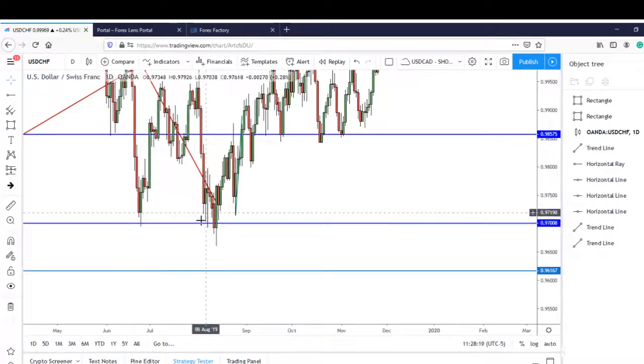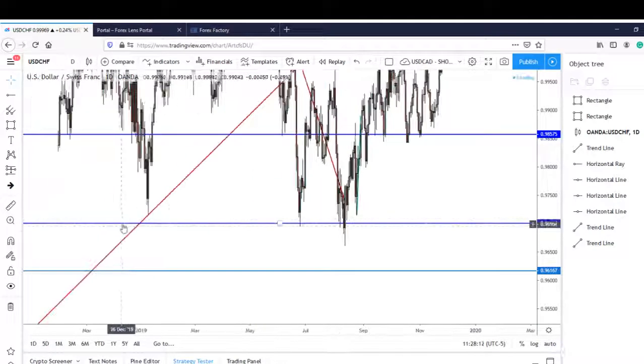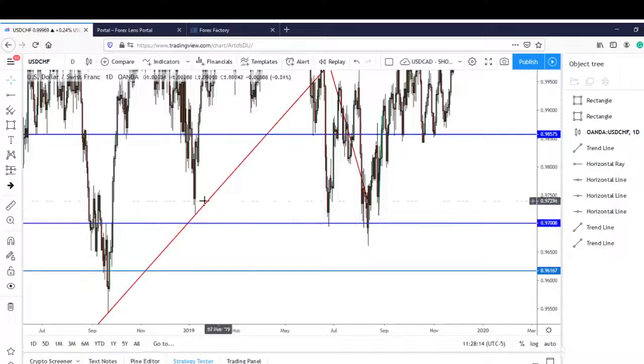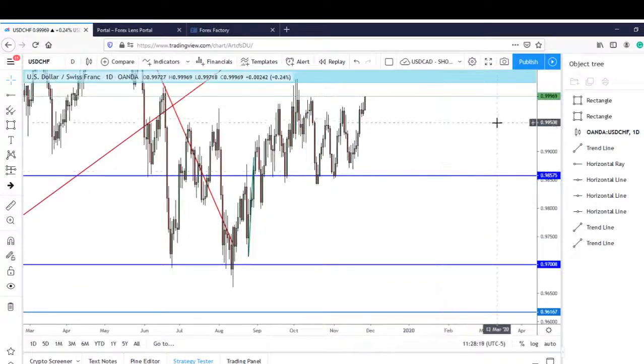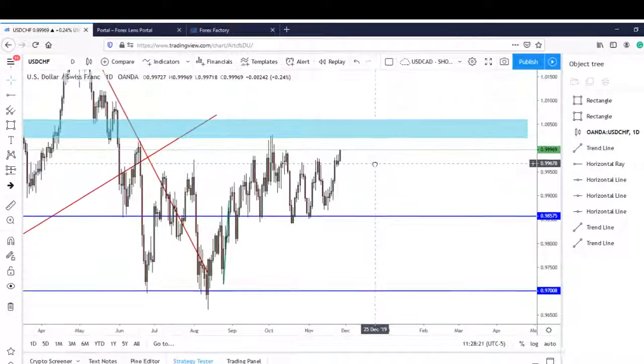This line covers all these wicks. Looking to the left, it does a pretty good job at coming close to this one and this one. So these lines are rough estimates of our take profit levels, but they do a pretty good job.